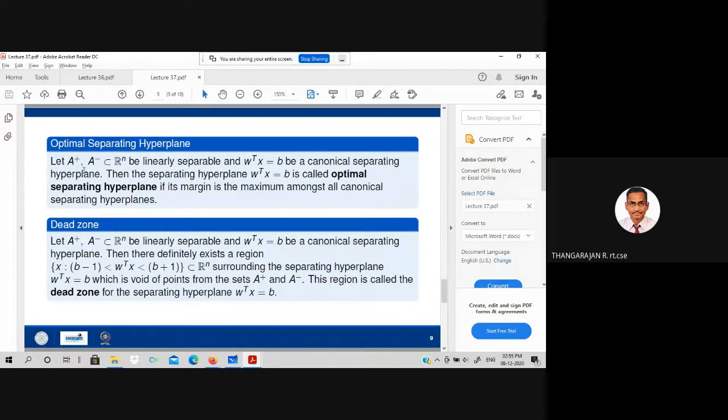Now what you have to do is find an optimal separating hyperplane. So what is an optimal separating hyperplane? If the margin is maximum, then we call it an optimal separating hyperplane.